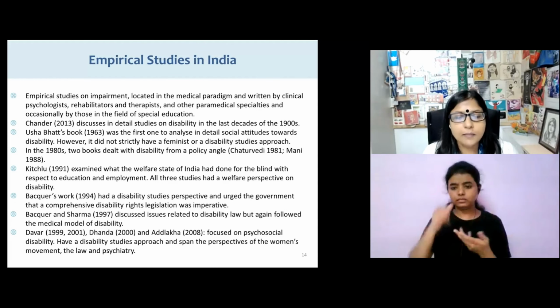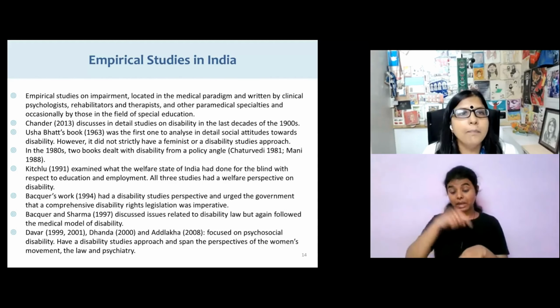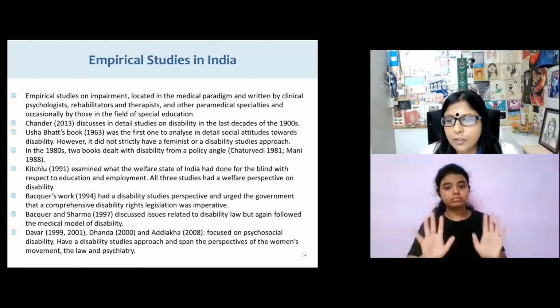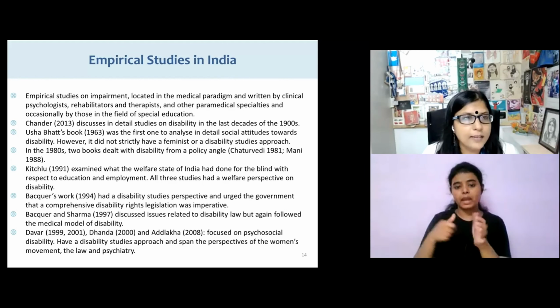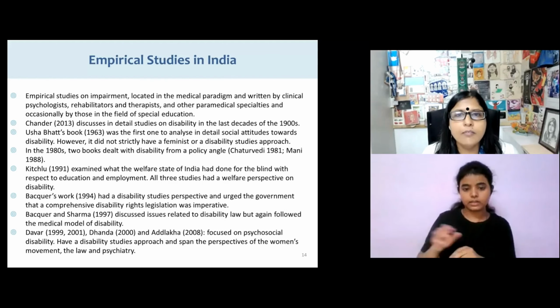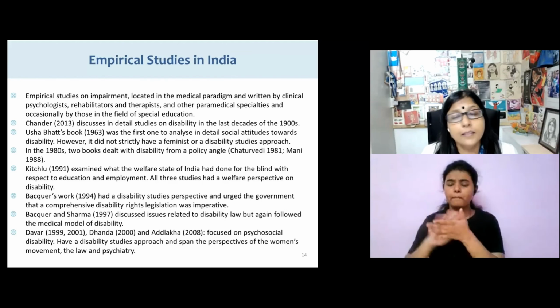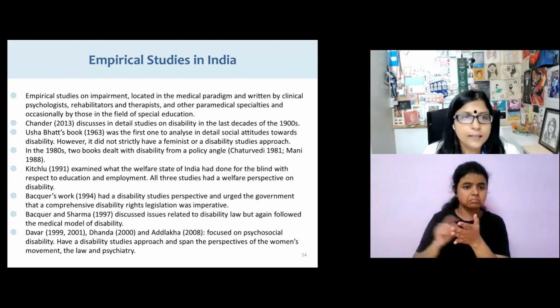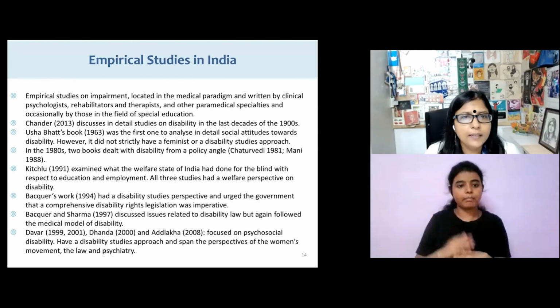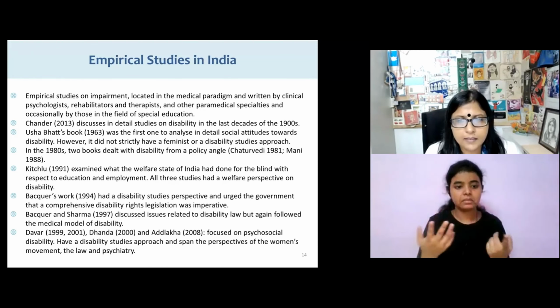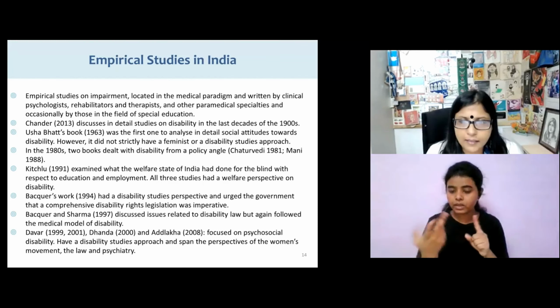And writing on disability in India at first typically comprised empirical studies on impairment that were located in the medical paradigm and written by clinical psychologists, rehabilitators, and therapists. Okay? And then Usha Bhatt's book in 1963 was the first one that did a detailed analysis of social attitudes towards disability, but it did not strictly have a feminist or a critical disability studies approach. And then there were two books by Chaturvedi and Mani that had dealt with disability from a policy angle. Bakker's work had a disability studies perspective and urged for disability rights legislation.